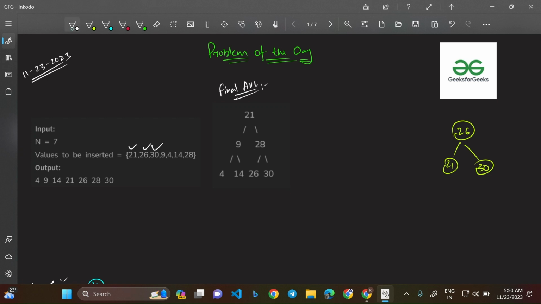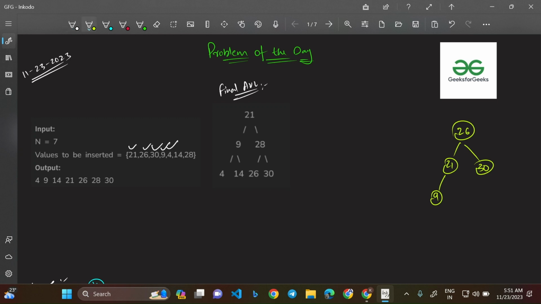Now come to the fourth entry. This is 9. So when you do it, 9 goes to the left of 26. Okay, and again 9 goes to the left of 21. So this is how it is, and it is balanced. Yes, it is. There is no violation. Like here the height is 2, here the height is 1. So 2 minus 1 is equal to 1. It's still in the set, right? So yeah, it's fine.